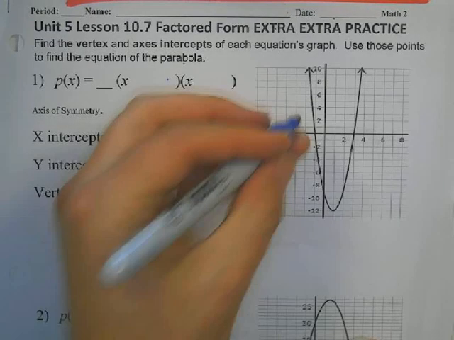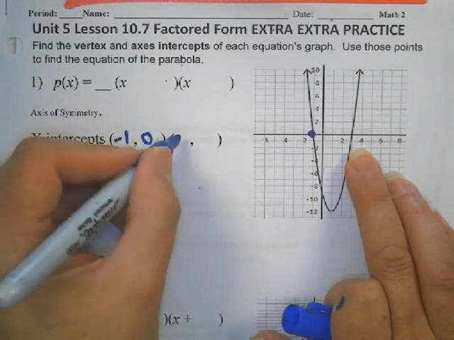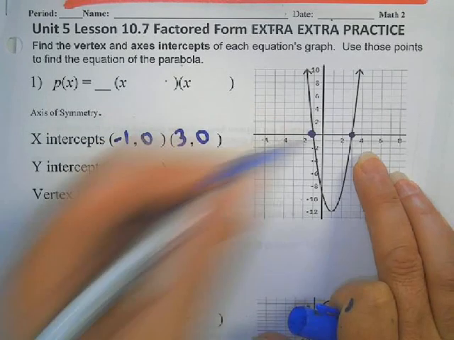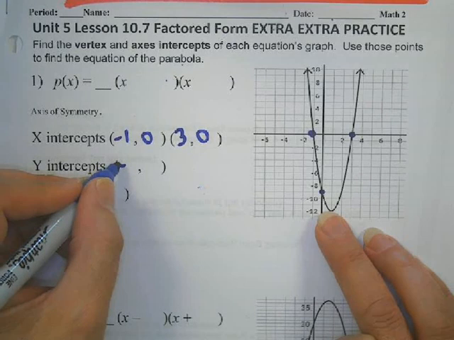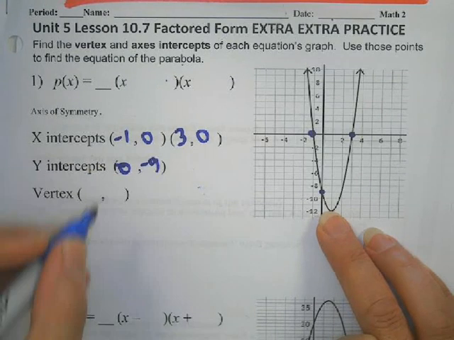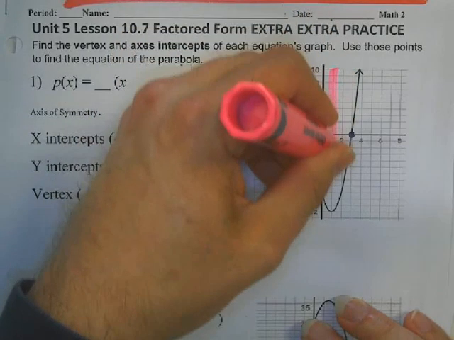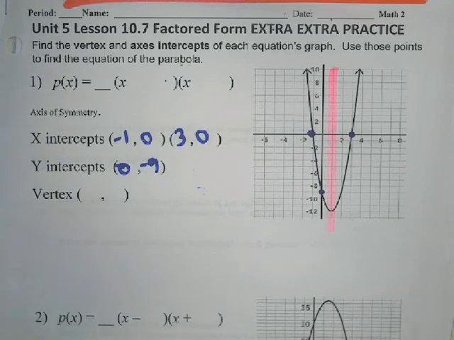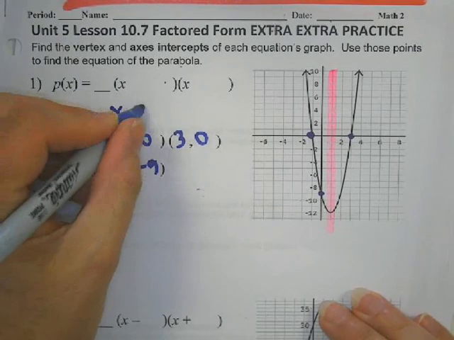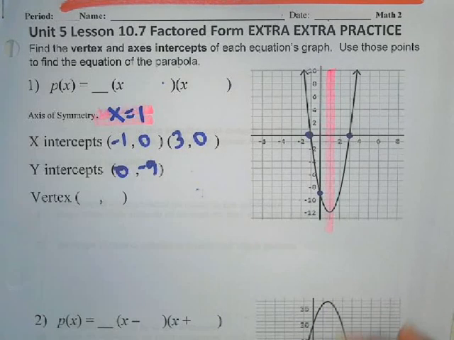So we know one of my x-intercepts is (-1, 0), and the other x-intercept is (3, 0), right there. The y-intercept is here at (0, -9). My axis of symmetry is this pink line right here, halfway between -1 and 3, and that is at x equals 1. You really should use highlighters or different color markers that are on your desk, and that will help you.